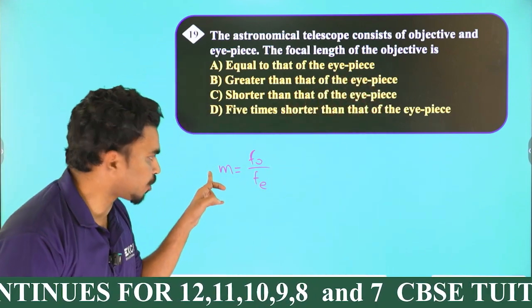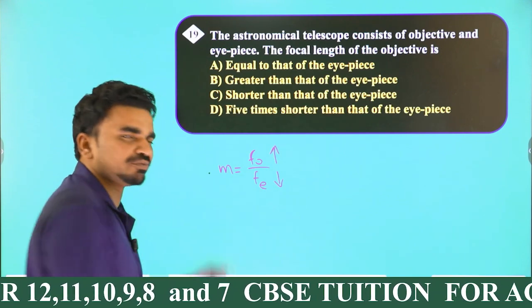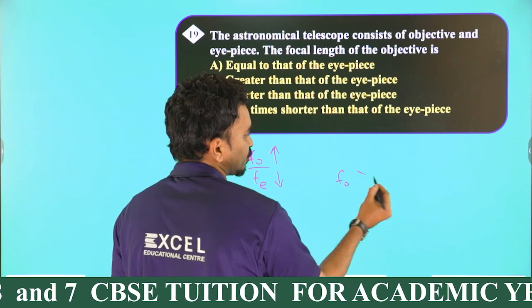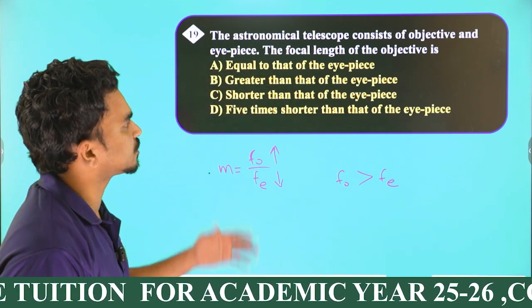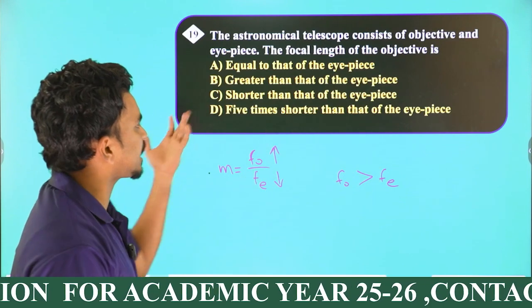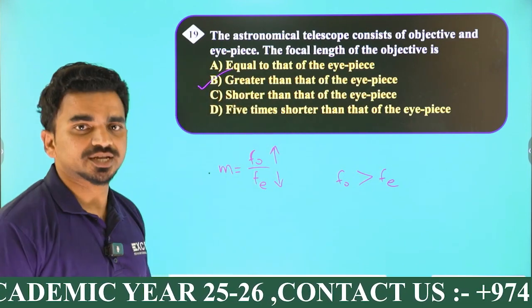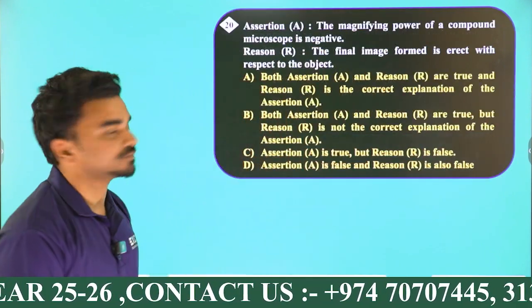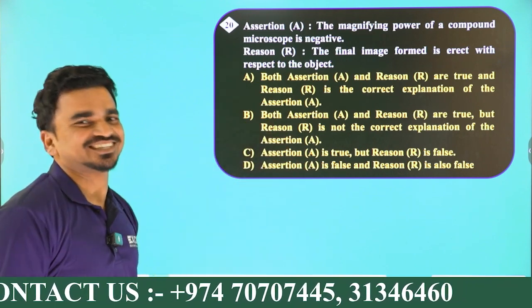To get more magnification, fo should be more and fe should be less. So we always make fo greater than fe. So the focal length of the objective is greater than that of the eyepiece. Option B is the right answer. Got it, right? Let's go to the last question from last year. Oh, that's interesting, right?